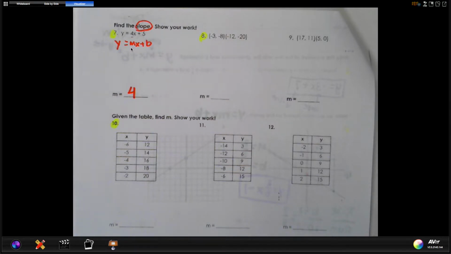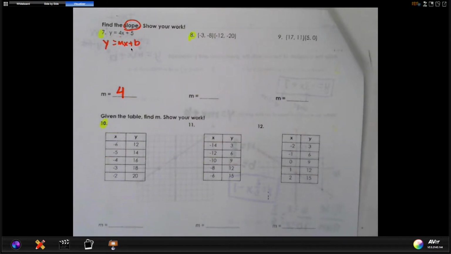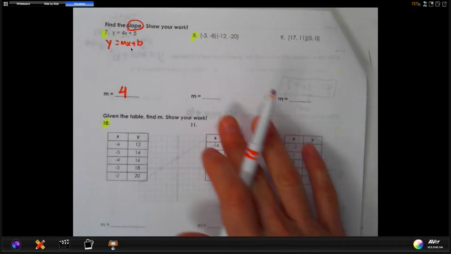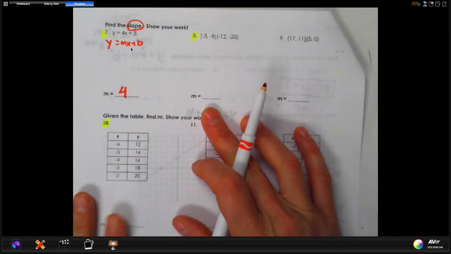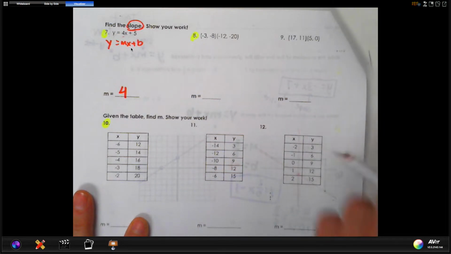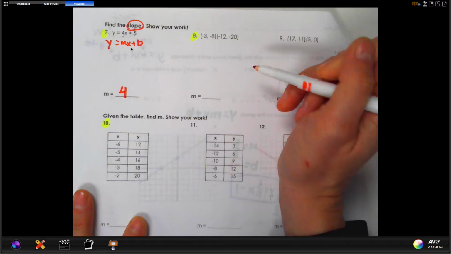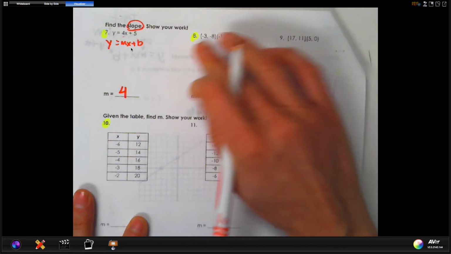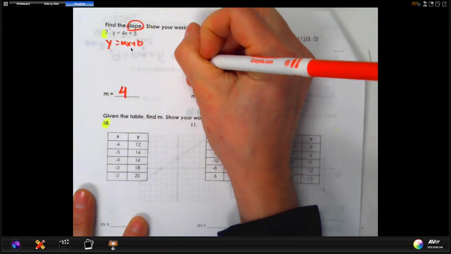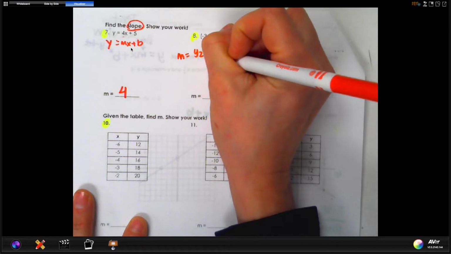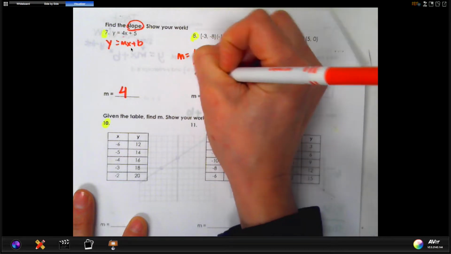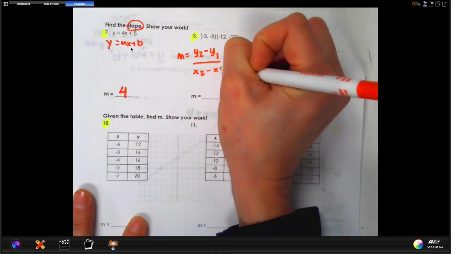Okay? The next question, number 8, you also need to find m, or the slope. Well, this one's not quite so simple. You have 2 ordered pairs. You have to use the formula. And the formula, when you have ordered pairs for m, is y2 minus y1 over x2 minus x1.